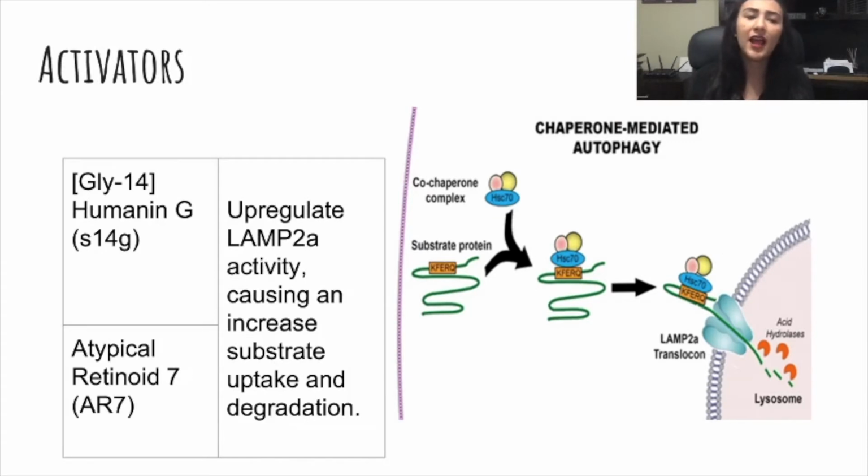And then we have our activators, which upregulate the whole mechanism. We chose two activators, and both of these, instead of acting with the chaperone molecule, act with our LAMP2A molecule, and they kind of increase how much substrate it can take, so it makes it faster. So there will be higher levels of our chaperone molecule as well as our LAMP2A molecule.